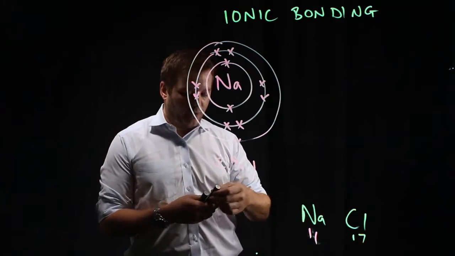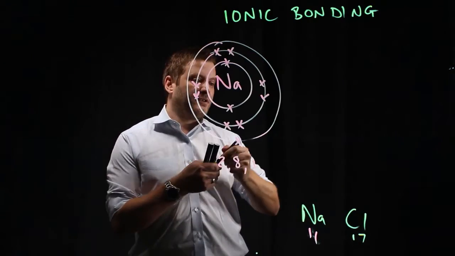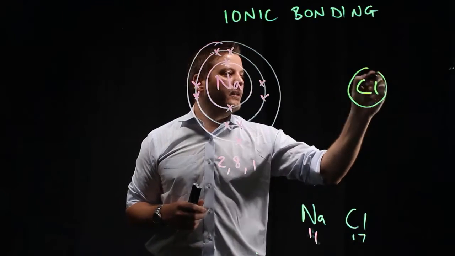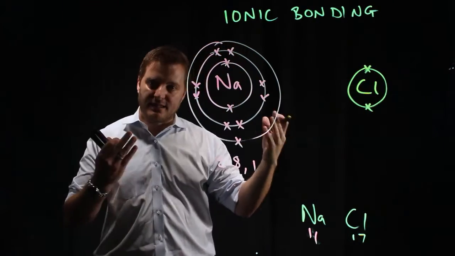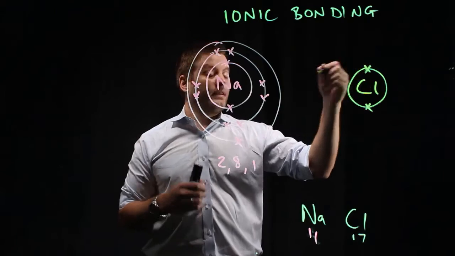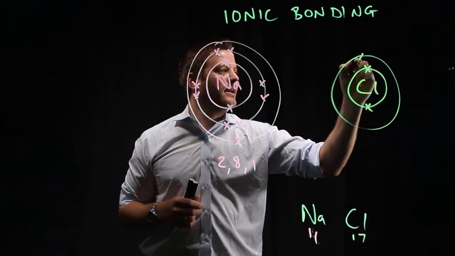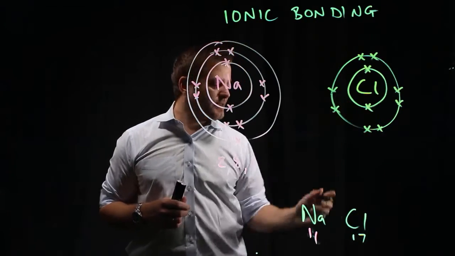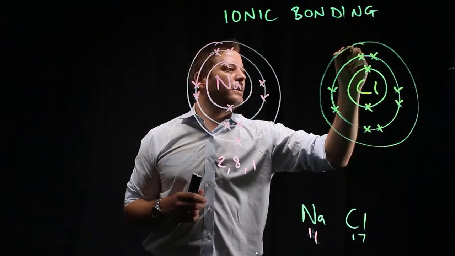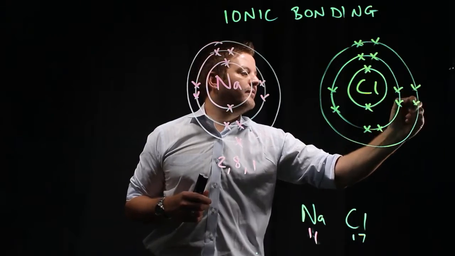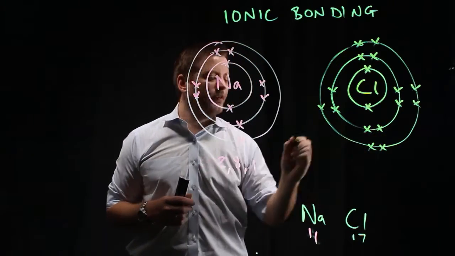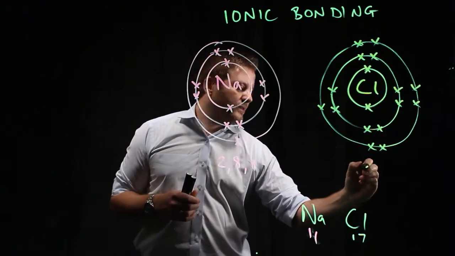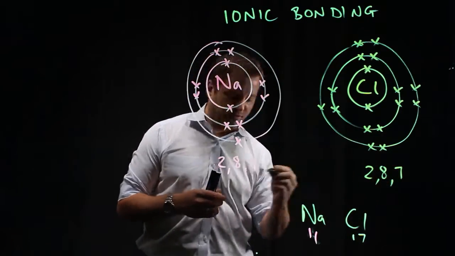Now, what we know with chlorine is that it's number 17, so it's got 17 electrons. If we draw chlorine here, we know that the first shell always has 2, because that's how the electron shells work. The second shell has 8, and we keep going on the third shell: 1, 2, 3, 4, 5, 6, 7. So chlorine, with the atomic number 17, is 2, 8, 7.